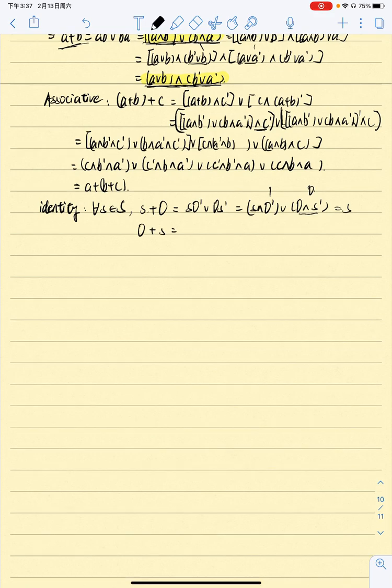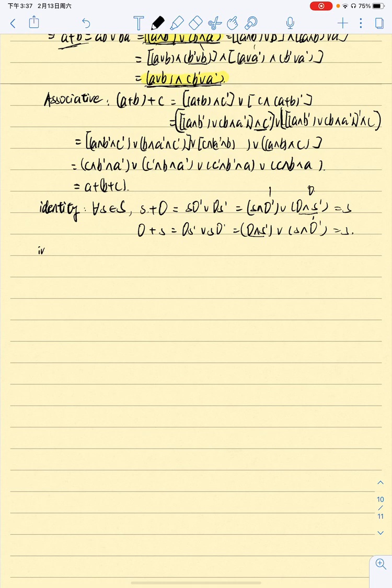And we also need to show 0 plus S is S. Also, here just change the S and the 0. 0 S prime, S 0 prime. Okay, 0 and S prime, or S and 0 prime. Okay, this is 1 S and 1 S, and there is 0, so also this is 0, or this is S. So the identity exists is 0.